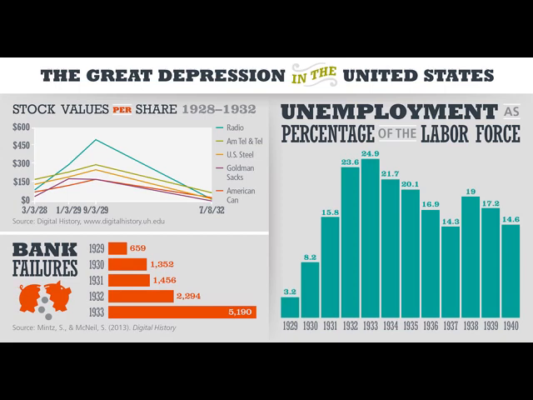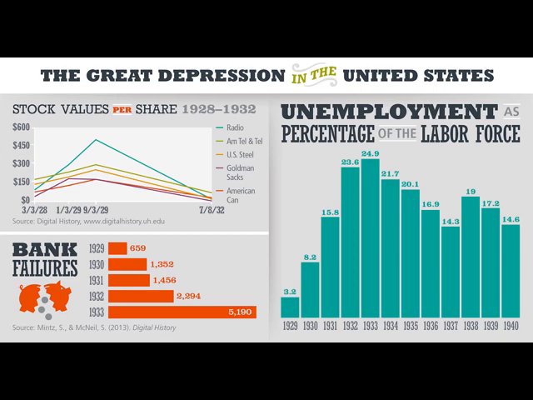So here's some pretty graphs to look at. The Great Depression in the United States. 1929, well, let's look at the top one. Stock values per share. On average, what are we looking at here? Everything from 1928, 29, 1930, to 1932. Okay.